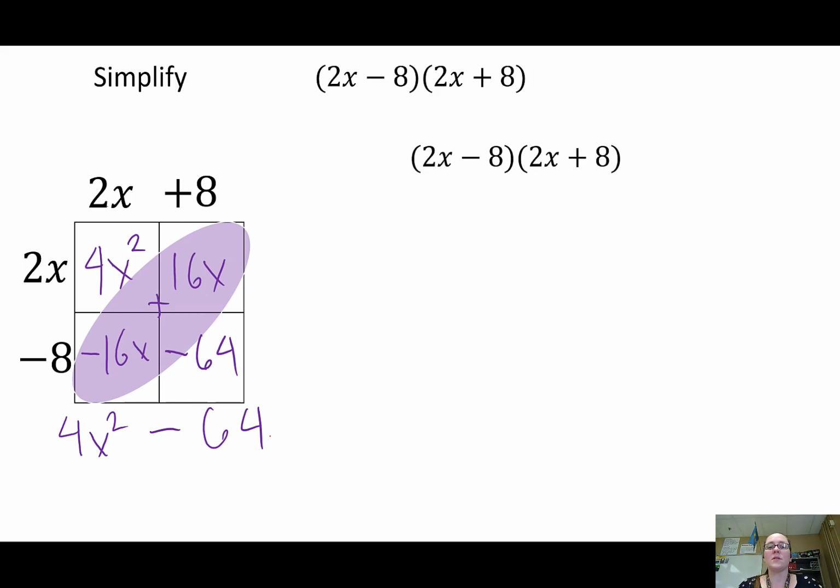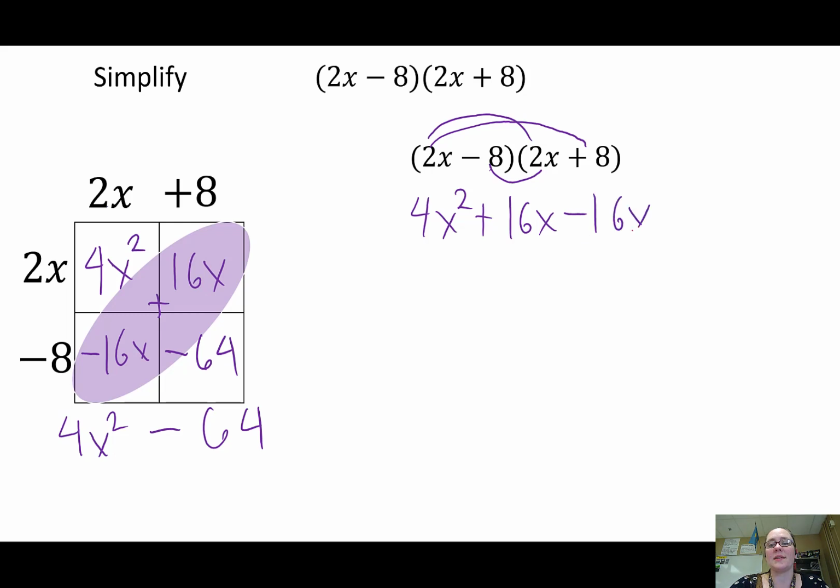We'd have the same process with the double distributive. 2x times 2x gives me 4x squared. 2x times 8 gives me 16x. Negative 8 times 2x gives me negative 16x. And negative 8 times 8 gives me negative 64. Combining like terms, those again cancel out, leaving me with 4x squared minus 64.